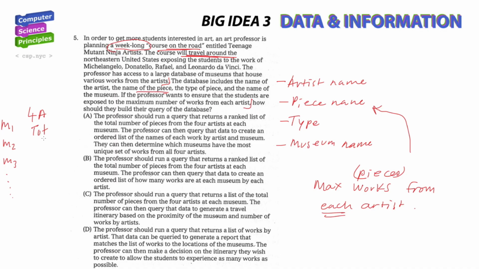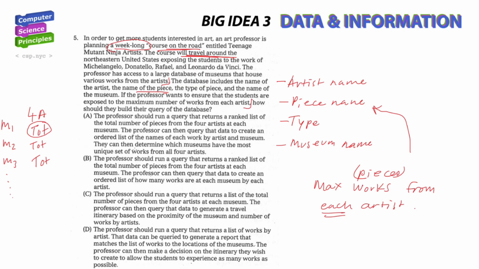The total from the 4 artists at each. So this is pretty much what we're getting. This is a representation of that. And then it says the professor then can then query that data. So can query the total pieces at each to create an ordered list of the names of each work by artist and museum.